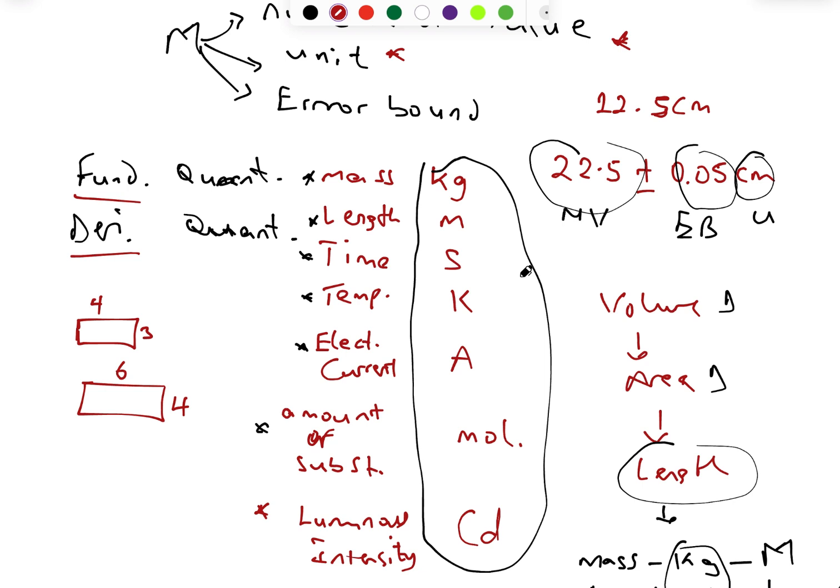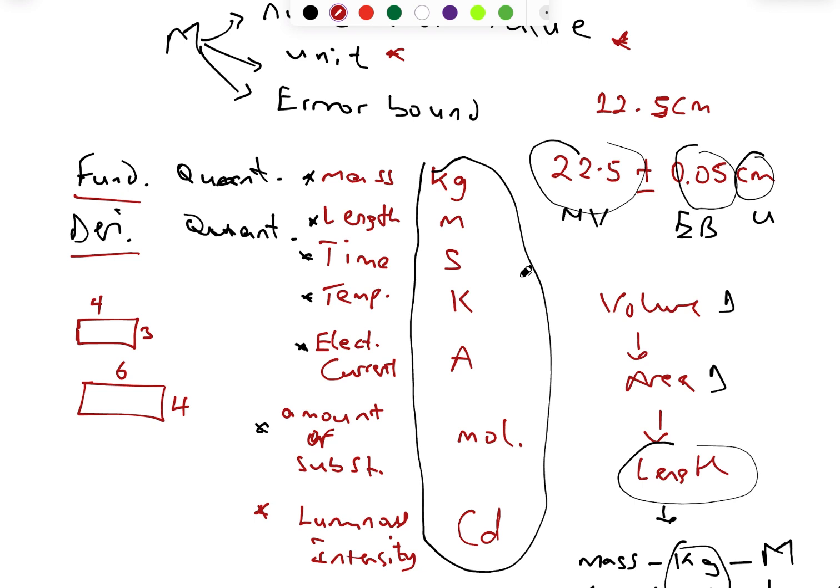And then for time, we use a stopwatch to measure time. Stopwatch or clock for general timekeeping. That is what we use a clock for. But a stopwatch is what we use in the lab to measure time whenever we're doing any experiment. For temperature, we use a thermometer. A thermometer is a device used for measuring temperature. For electric current, we use the ammeter. We use an ammeter to measure electric current.